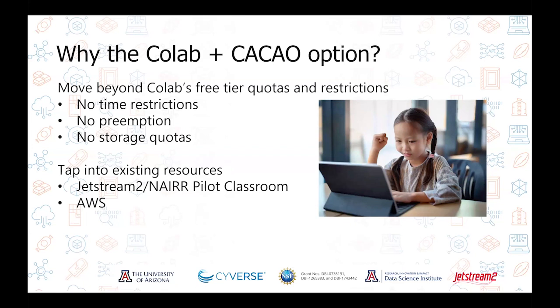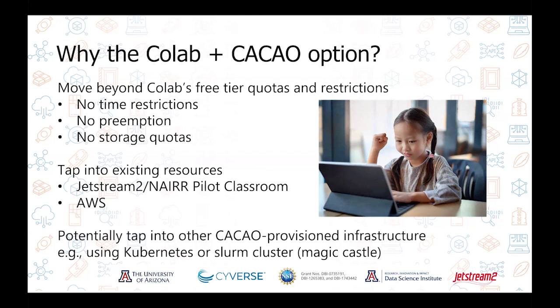Another reason is that you might have access to free resources already as a researcher or educator. You can use Jetstream 2, and recently the NAIRR Pilot Classroom has come out, if you're doing AI education. And some projects already have access to AWS. They might have funding, or part of their funding is to use AWS. So you can tap into these existing resources.